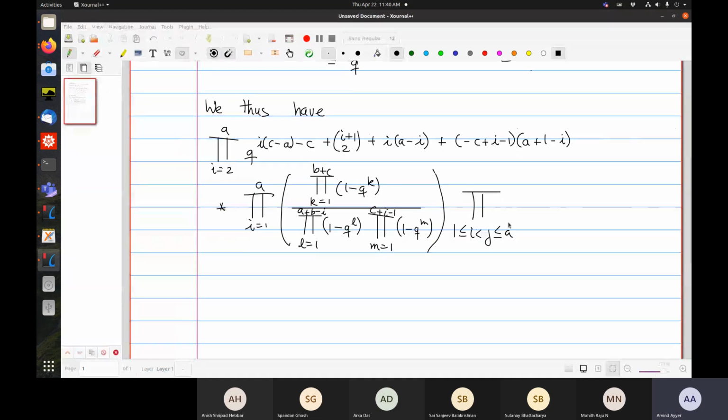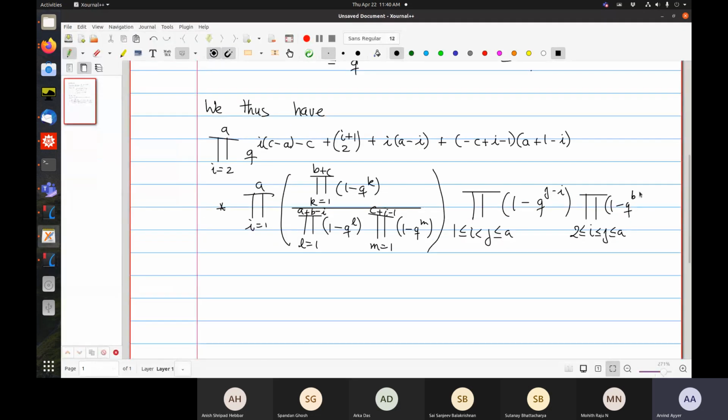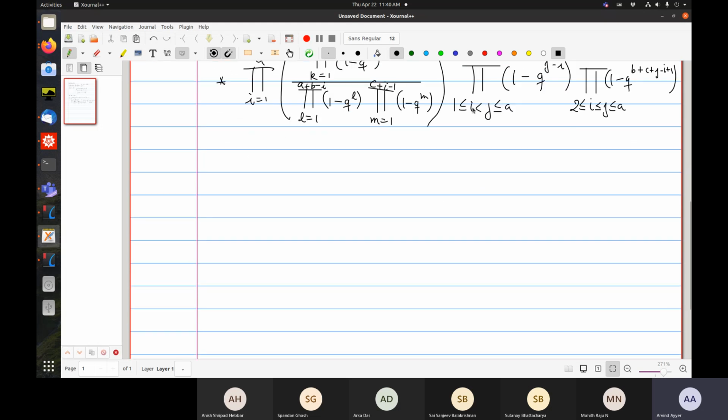So these factors, remember, were coming from the lemma: 1 minus q to the J minus I, and product 2 less than or equal to I less than or equal to J less than or equal to A, 1 minus q to the B plus C plus J minus I plus 1. Okay, so now let us look at this power of q in front.